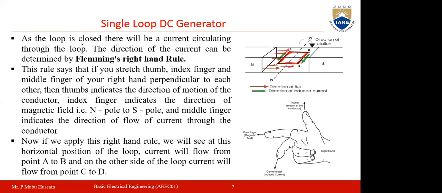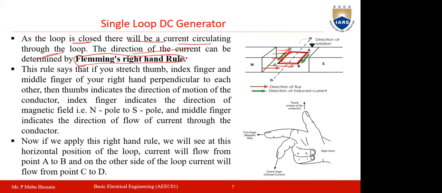As I said, whenever it is moving from vertical position to horizontal position, EMF is induced. Whenever there exists a closed loop, current will be flowing inside the conductor. Now how will be the direction of current? The direction of current is given by Fleming's right hand rule.